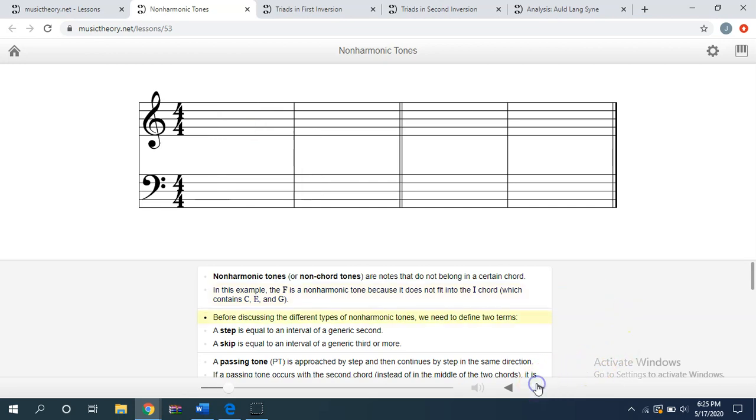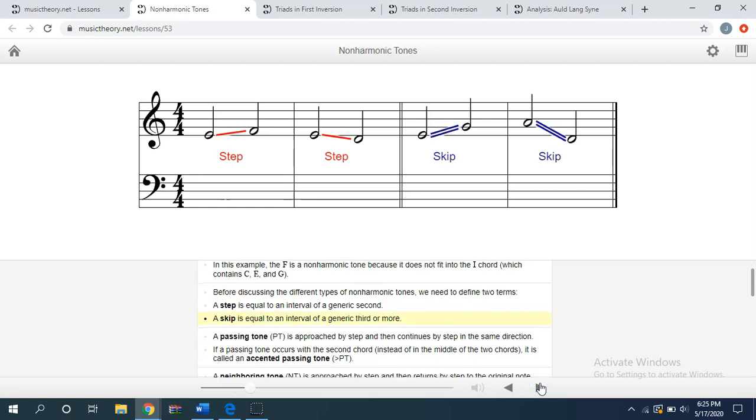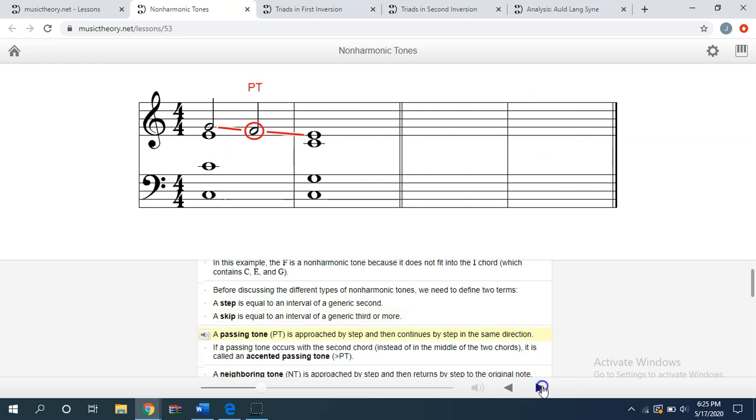So let's move on. But before discussing the different types of non-harmonic tones, we need to define two terms: a step and a skip. A step is the interval of a second, so that's when you go from a line to a space next to it, or a space to a line next to it, as you can see in the example. A skip is when you go from a line to a line, or a space to a space, any distance. Okay? A third or more are what skips are.